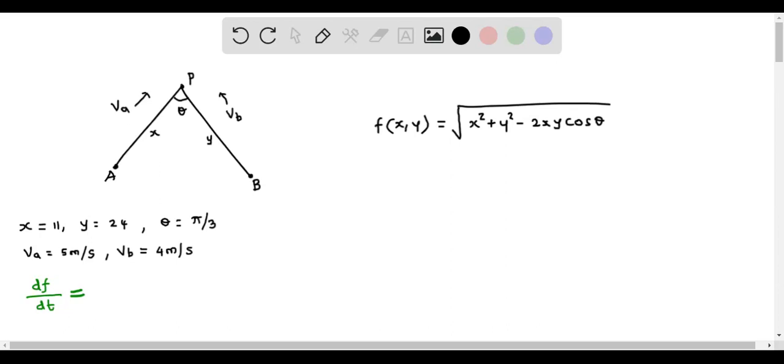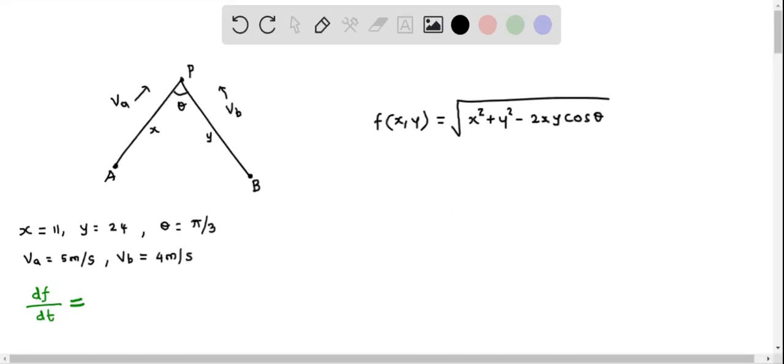We will first prove that the distance between Matthew and Jessica is given by this function, that is f of xy equals under the root of x squared plus y squared minus 2xy cos theta, where x represents the distance of Matthew from the point P and y represents the distance of Jessica from point P, and theta is the angle between their paths with point P. So to prove this, I'm going to construct a triangle, that is ABC.